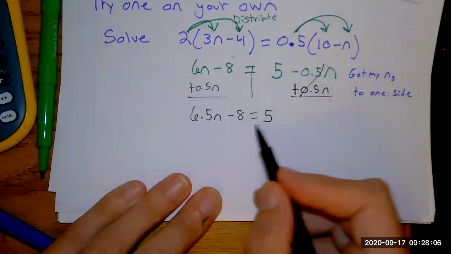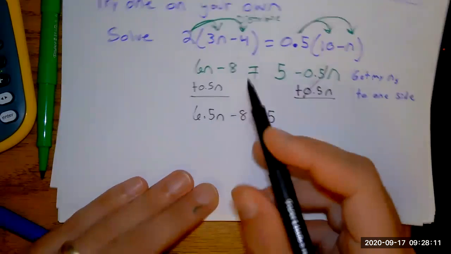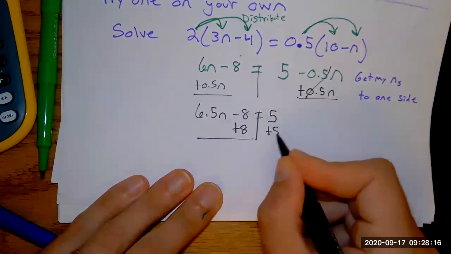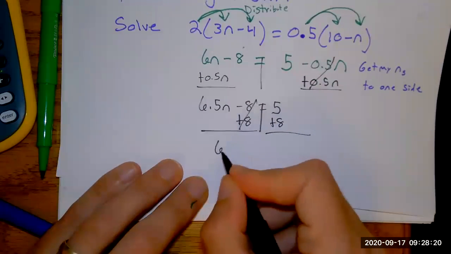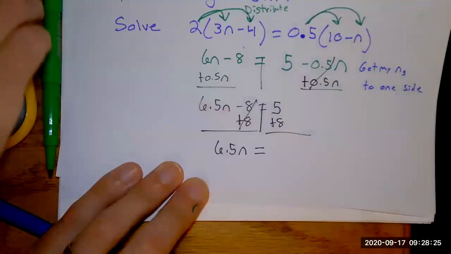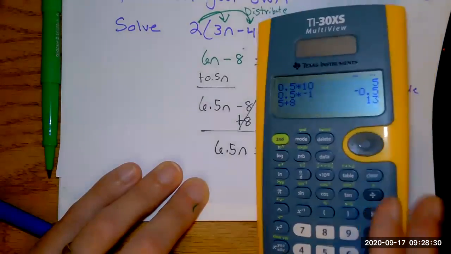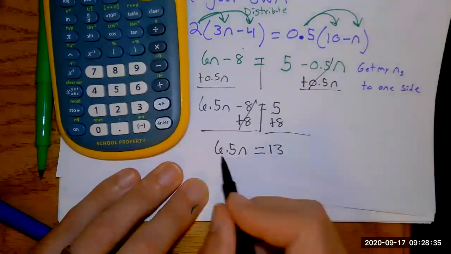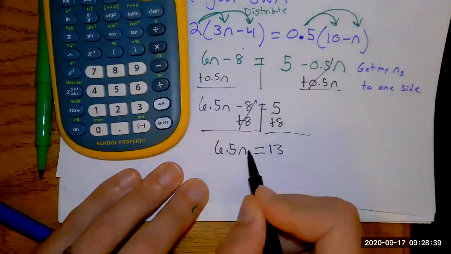Okay. But then I notice, oh man, I still don't have this n by itself, right? There's this minus 8 term. So I'm going to go ahead and add 8 to both sides. And I get 6.5n equals, and then 5 plus 8, I can tell you right now, my brain is thinking about the next thing we're doing, so I'm going to do that in a calculator. I get 13.